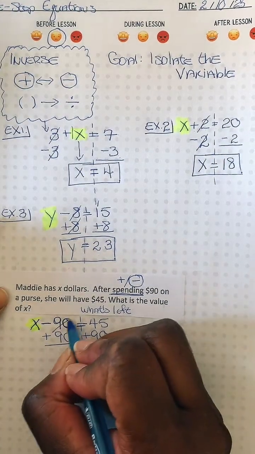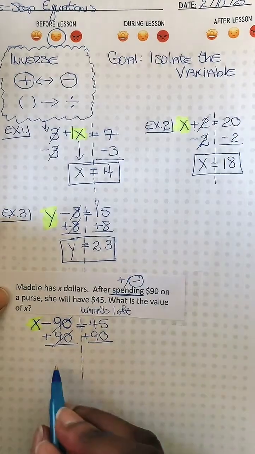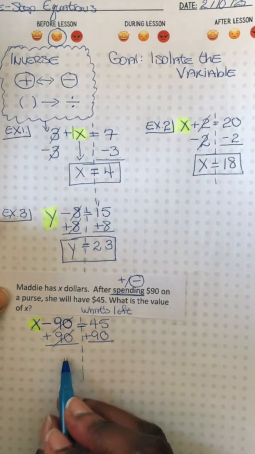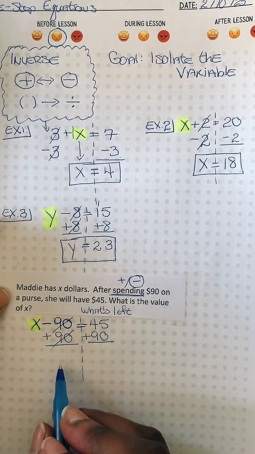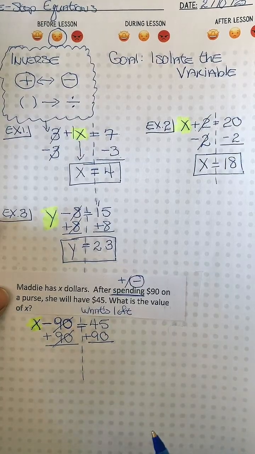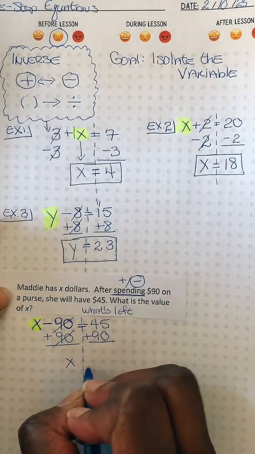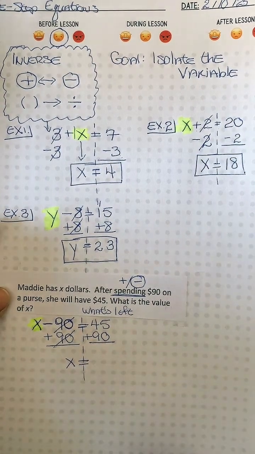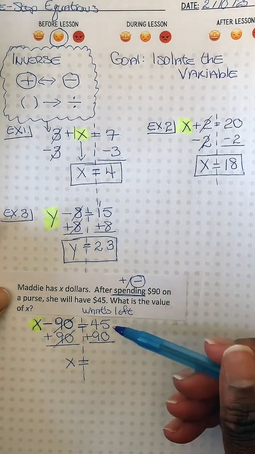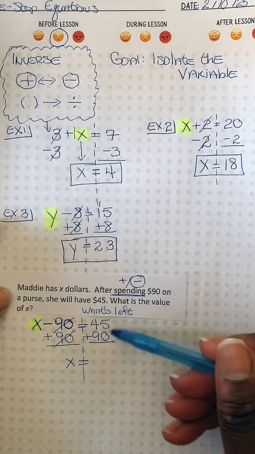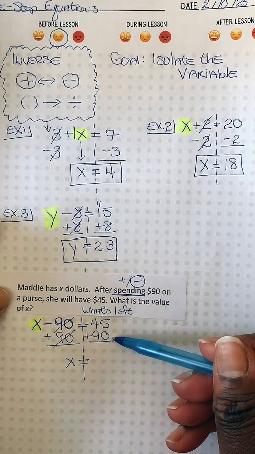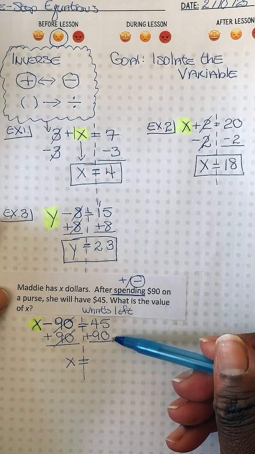So now negative 90 plus 90 gives me 0. It cancels out. But I don't need to write the 0 because I don't need the placeholder. I will bring down the X as well as the equal sign. So now I just need to know what 45 plus 90 is. Okay, anyone want to give a gander at what 45 plus 90 is?